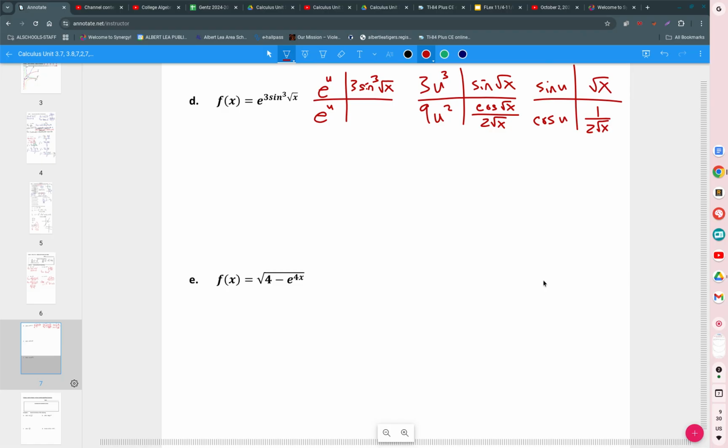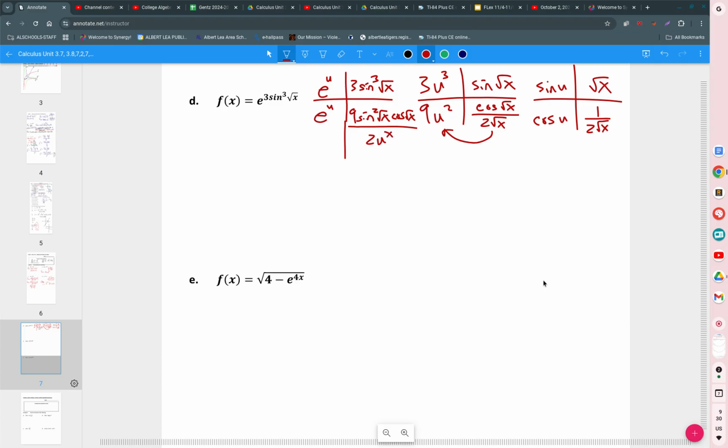Okay, now I'm just going to do this one more time. Now I multiply those 2 together, and that goes in the next box. And I get 9 times sine squared of the root of x times cosine of the root of x, all over 2 roots of x.